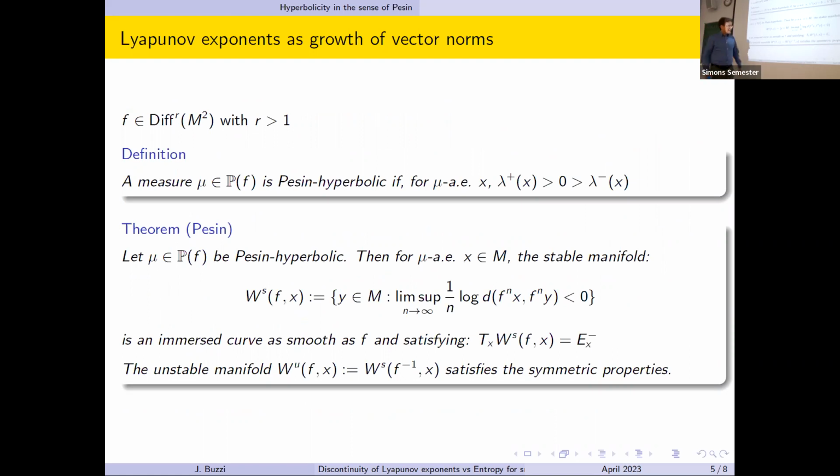Here, this should be the distance corresponding to the Riemannian structure, let's say the geodesic distance. You can think already about the case of a hyperbolic automorphism of the torus, a diffeomorphism, and then each stable manifold will be a line, an infinite line, which is dense on the torus. Or typical C infinity, if you want.